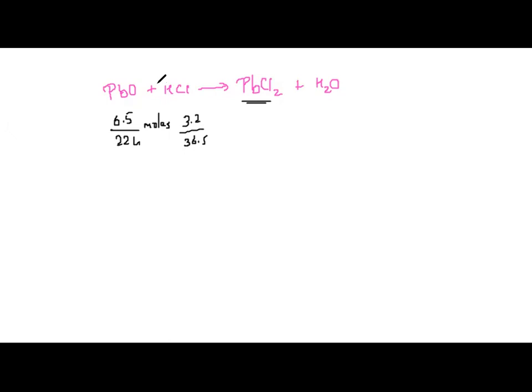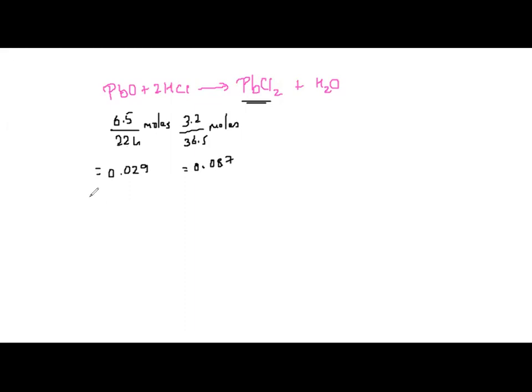One more thing here, we need to balance the reaction. This is Cl2, so I will balance it by writing 2 here. Right? Okay. So these many moles of HCl are reacting. When you solve it out, you will get 6.5 divided by 224, which is 0.029 moles. And 3.2 divided by 36.5 comes out to 0.087 moles.